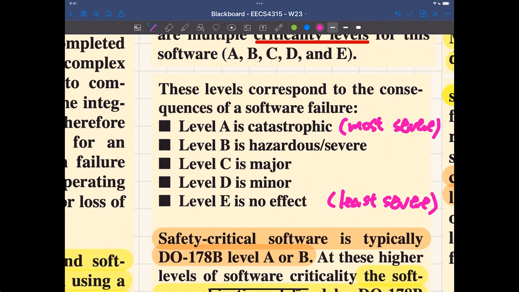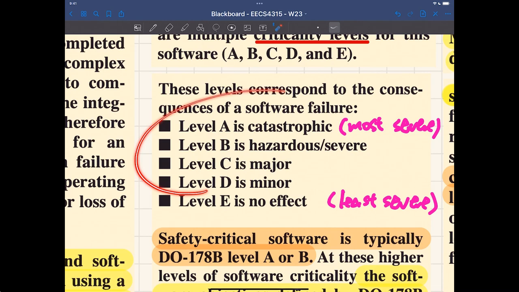Okay, I would say any system you actually build for your labs or assignments in the university might be level E because they wouldn't cause any harm, which is okay because you're learning, right? But once you get to the more industrial level, you have to be worried, okay?